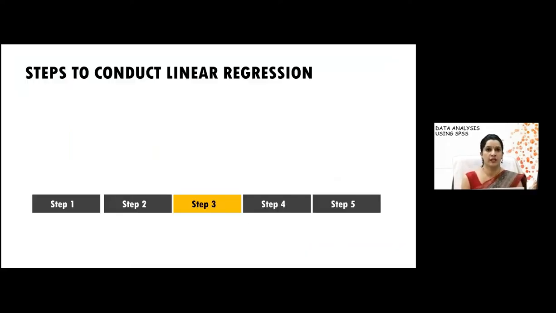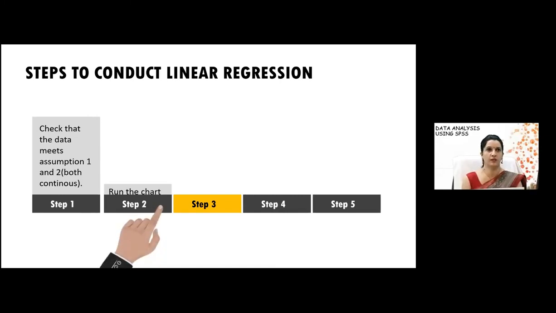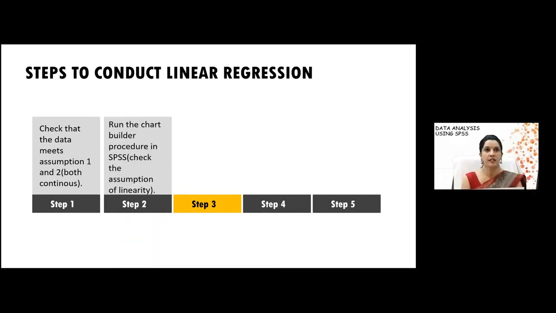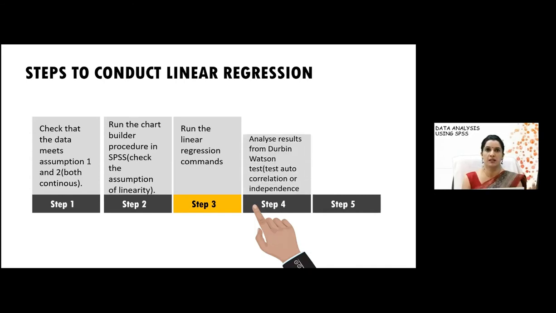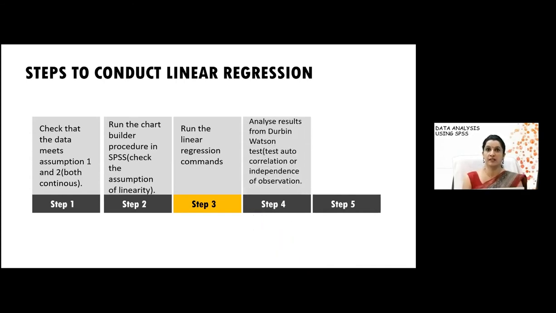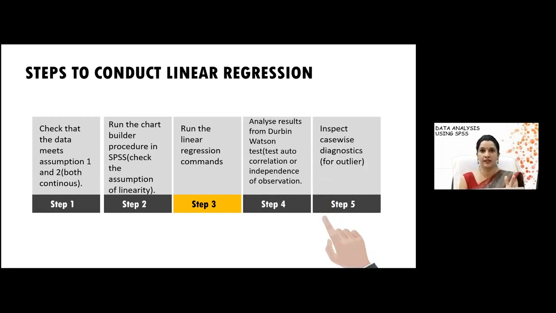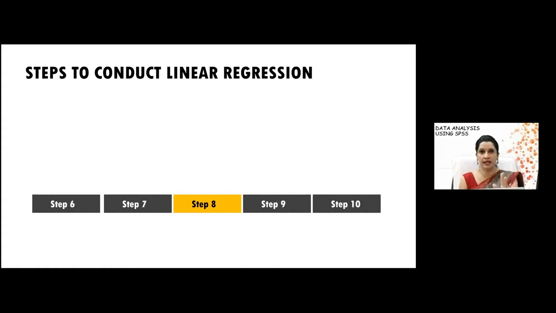Coming to the steps, in the first step you check the data for assumption 1 and 2, and both you do with the continuous data. So it can be tested just by seeing the data. Then you run the chart builder to see the linearity, and then you run the linear regression commands. Then you analyze the result for autocorrelation of residual, that we will see. And then we do the case-wise diagnostic for outliers.